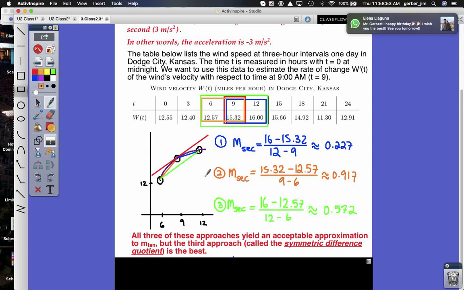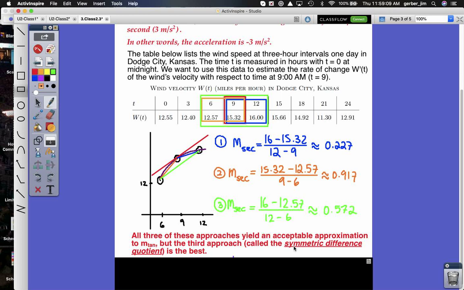Now, on the AP exam, you could use any one of these 3 if it was a long answer question, and we would accept it. But if it comes in the multiple choice, they're probably going to use the third one because that's usually the best estimate. Okay? So we call that a symmetric difference quotient.